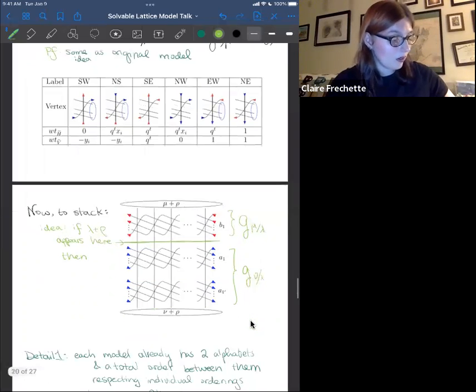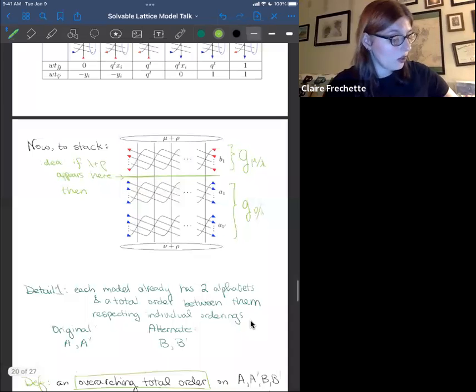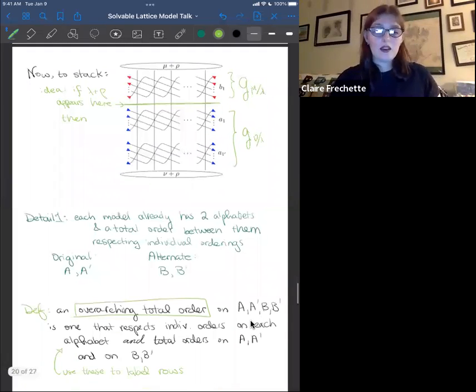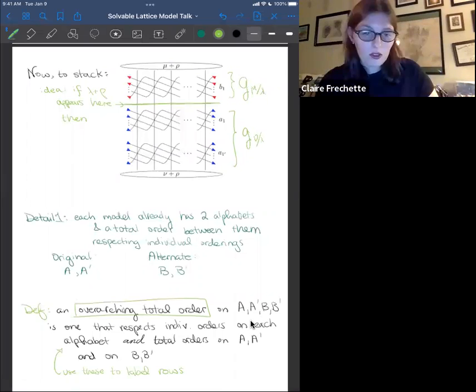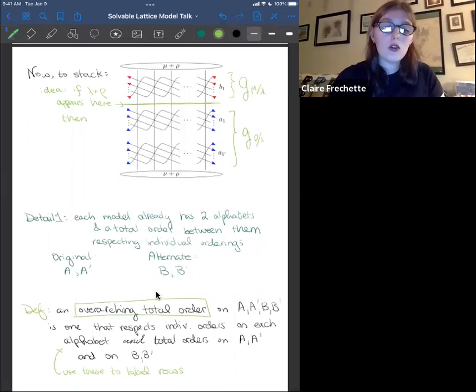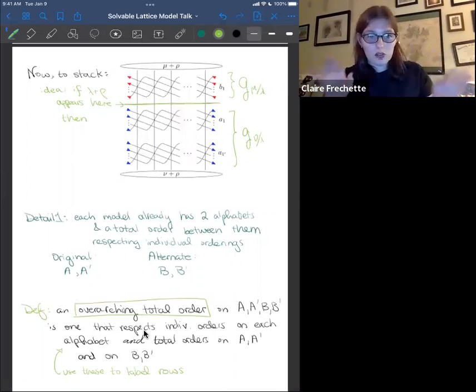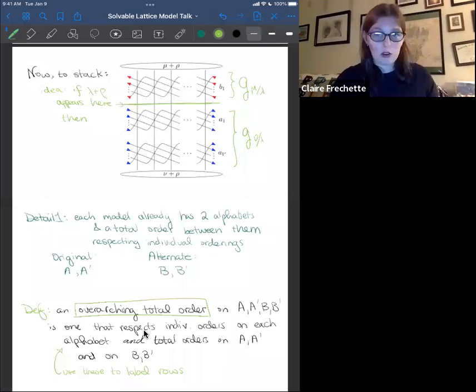So there are a couple details that we have to take into account first. One of them being that each of my models already has 2 alphabets and a total order. I need a total order in order to number all my rows that respects both of the total orders on my models and all of the individual orderings. So I'm going to call this an overarching total order on all of my alphabets that combines the 2 types of alphabets that I have coming from my original model and my alternate model.